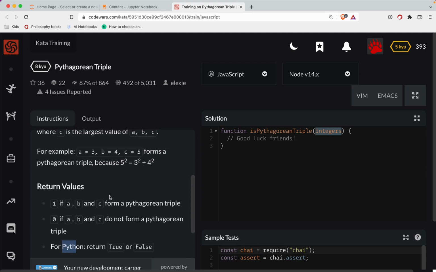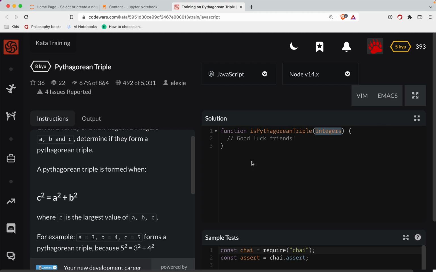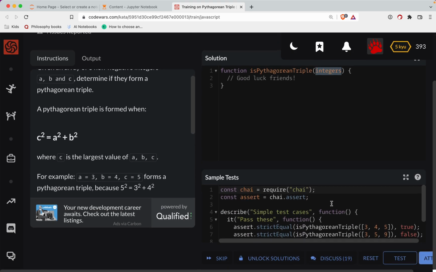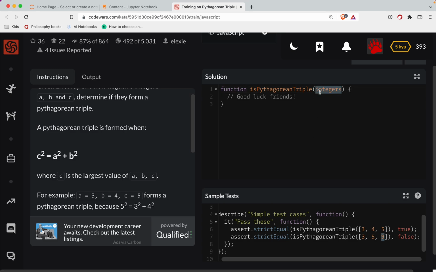So the interesting thing here is you're given an array of integers, and I don't know if they need to be in a specific order. It looks like they kind of are, so it looks like the hypotenuse is going to be the bigger number there. Okay, so we have three integers.